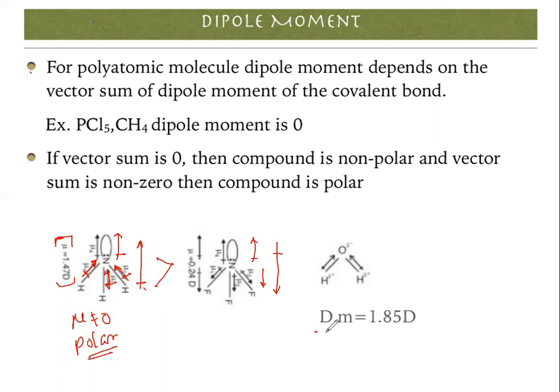You can take the example of water. As you already know, oxygen has two lone pairs. So the direction is from oxygen to the lone pair, and from hydrogen to oxygen. So the net dipole moment is going up. The dipole moment is 1.85 D. Okay, I think this concept is clear to you.